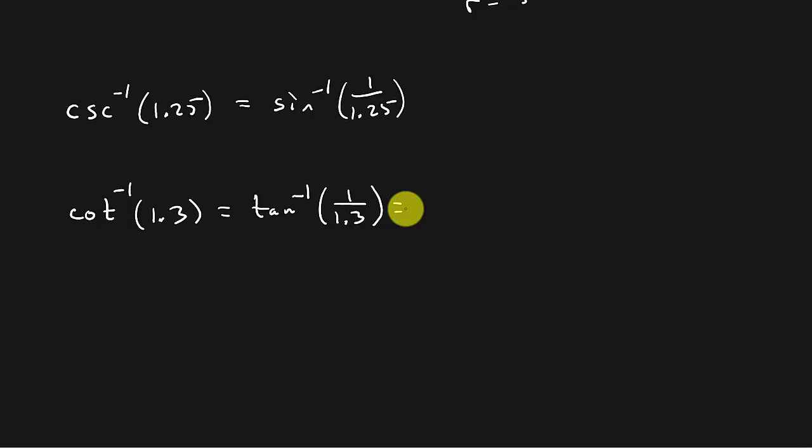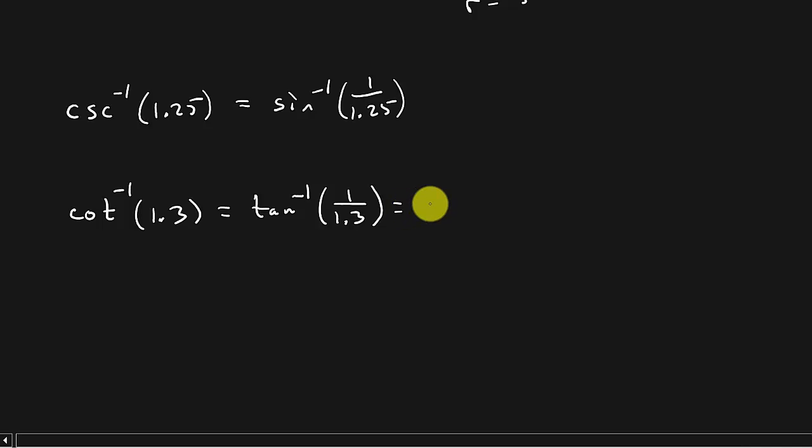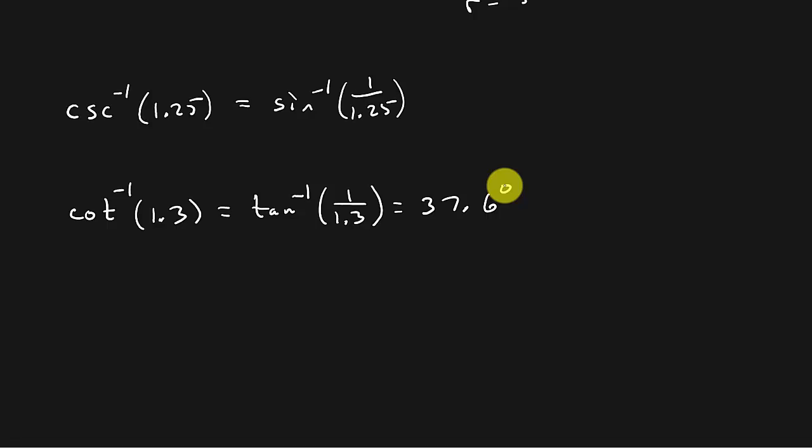So I've got inverse tan of 1 divided by 1.3, and that gives me 37, I'll round to 1 decimal, 37.6 degrees. Okay, that's fine. So everything you do, you can do in your calculator. Just punch it in. For inverse cosecant, inverse cotangent, inverse secant, you've got to change it to inverse sine, inverse cosine, or inverse tangent by doing the reciprocal, and then punch it in your calculator. Everything's fine. Everything works.